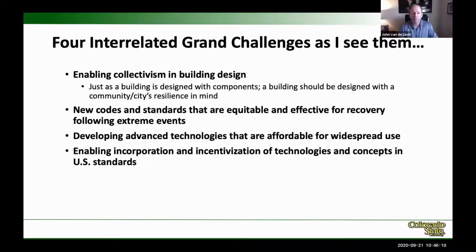And so balancing, often some of the most impactful events aren't the most extreme. And then developing advanced technologies that are affordable for widespread use, and enabling incorporation and incentivization of technologies and concepts in US standards.